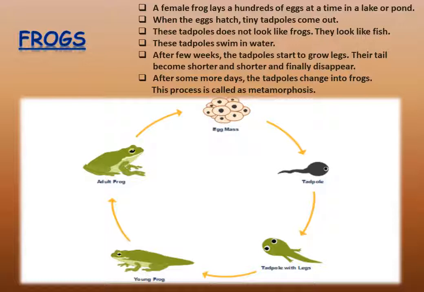This process of changing from a tadpole into a frog is called metamorphosis. Metamorphosis, that's a very important term. Learn it now itself. In the examination, you will be asked to write the definition of metamorphosis. Then you should write: the process of changing of a tadpole into a frog is called metamorphosis.